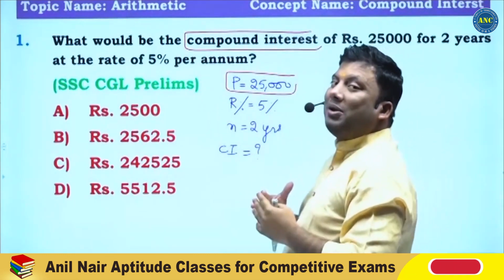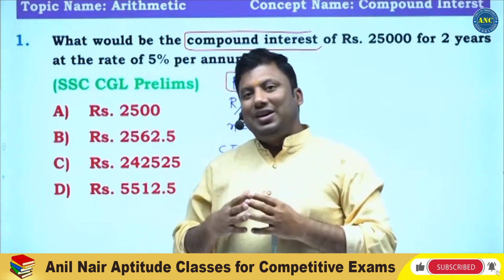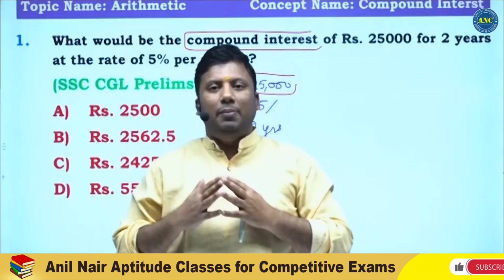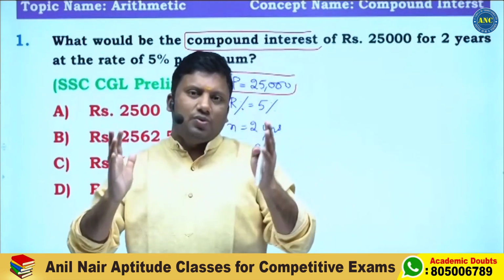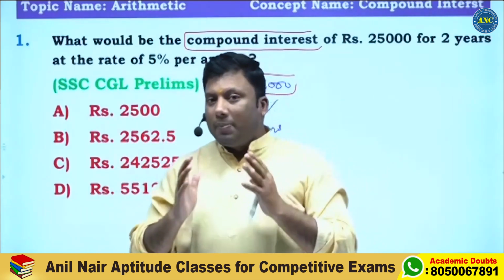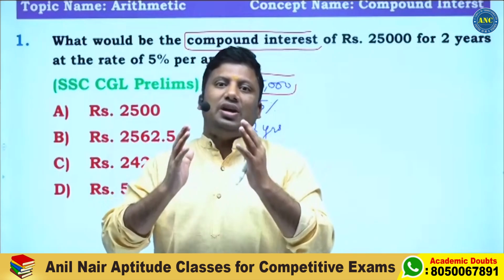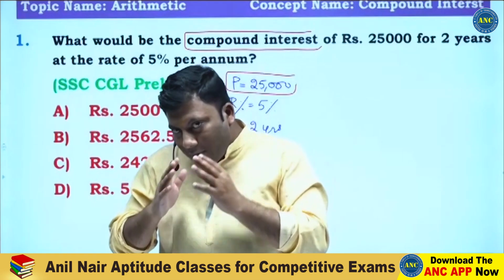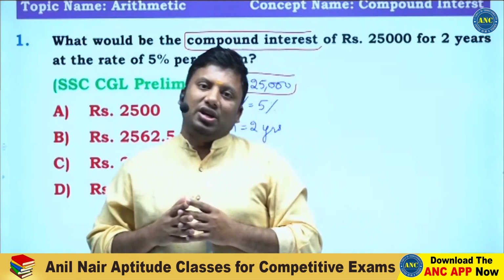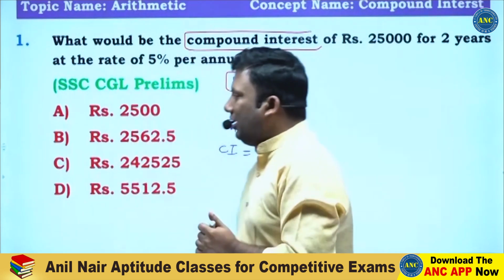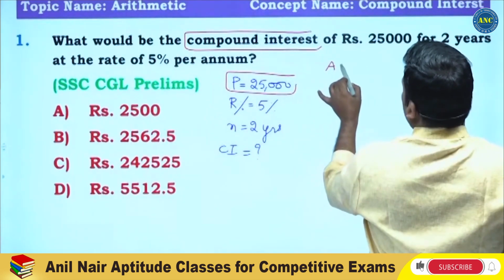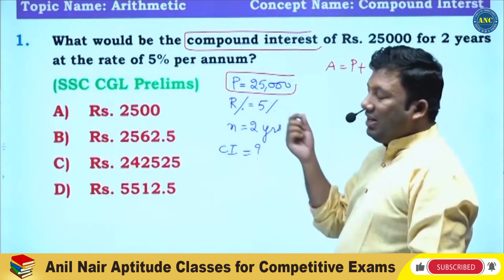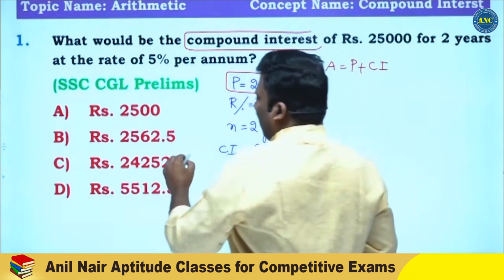What do you mean by compound interest? Compound interest is the sum paid extra. Principal is the sum which I took from a bank or a friend or a colleague. The sum which I took is called principal. The final amount which I gave is called amount. The value which I gave extra in addition to the sum I took is called the compound interest. Amount is principal plus compound interest.